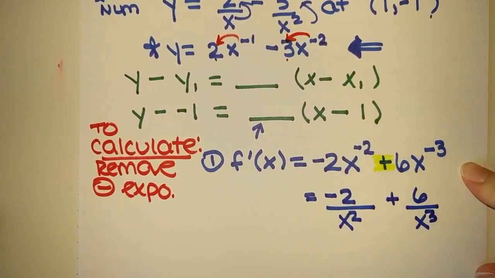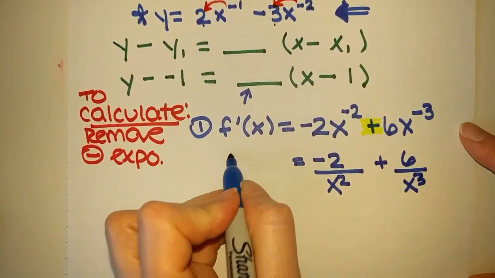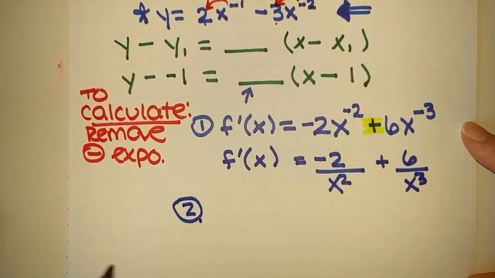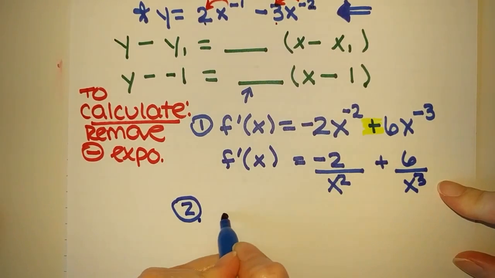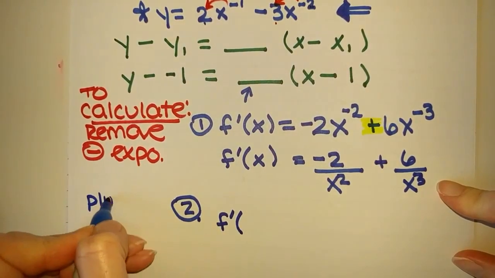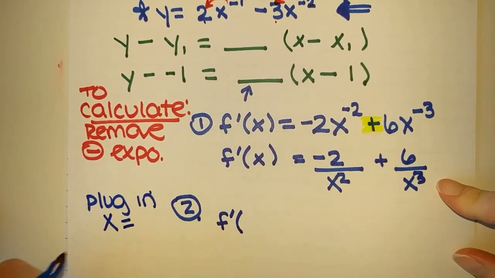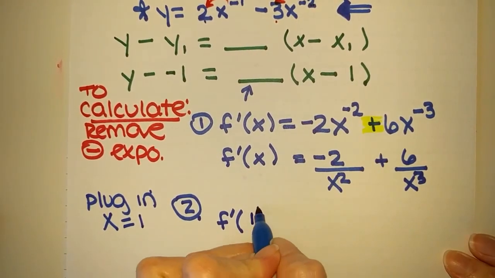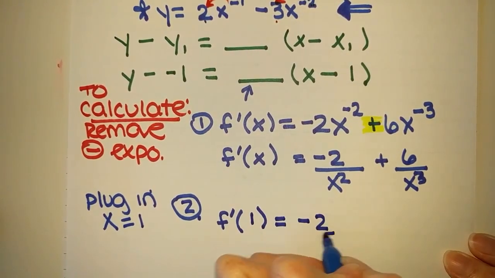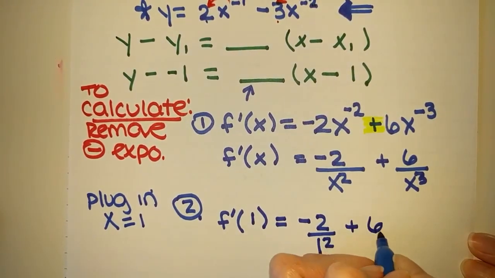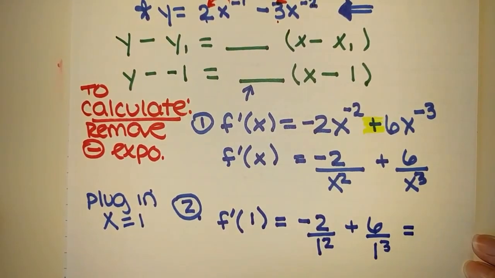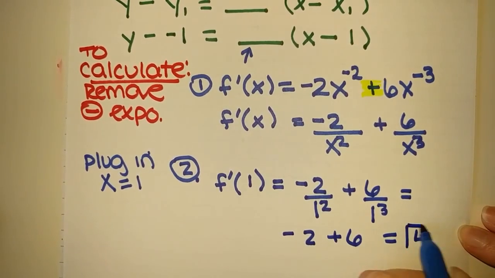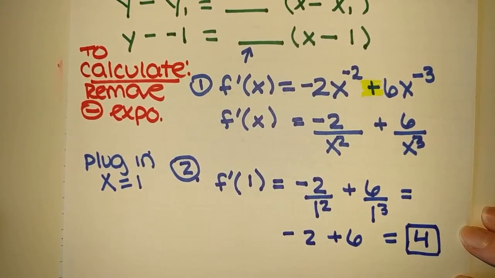So term by term, we're going to bring down the exponents appropriately. Now, that's not what we plug in for our slope, because our slope needs to be a number. So after we get it into a form where we can start to do some calculations, we then plug in the given x, and the x value in this particular question was given as 1. So we will have f prime of 1. So we have -2 over 1 squared plus 6 over 1 cubed. And then it's no problem at all to calculate it, because you have really -2 plus 6. And so you get 4 for the derivative evaluated at that given point.